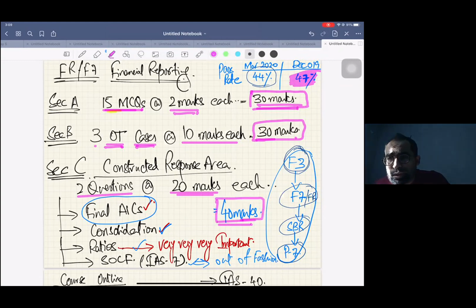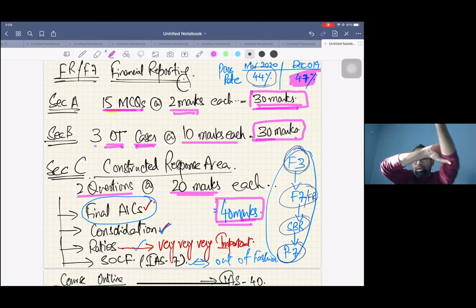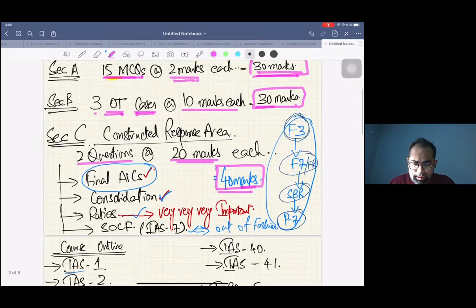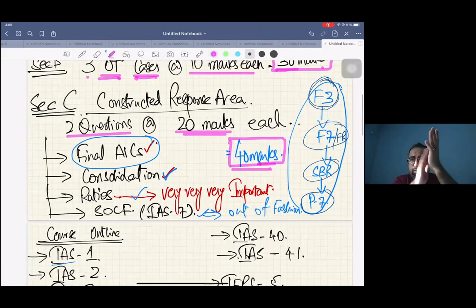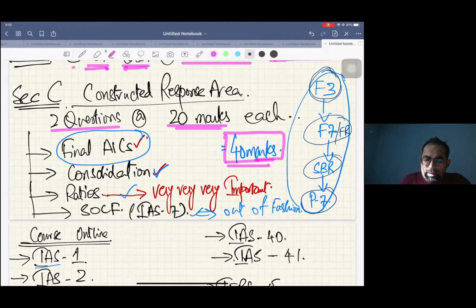Sir, is there any choice in the paper? There is no choice, my dear student, no choice. 100 marks are compulsory marks. You cannot leave anything. Okay, now which areas come from section C? In section C, you may get, first of all, a final account question of 20 marks. Now, what is a final account question?